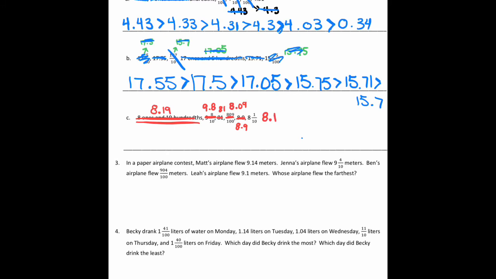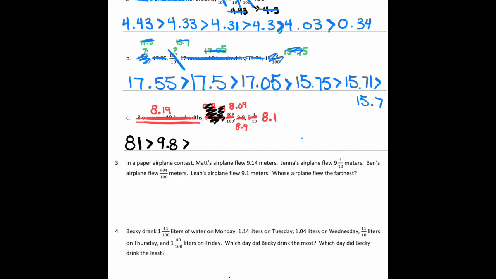Obviously, out of all of these, 81 is going to be the biggest because it has 81 wholes. Doesn't matter how many tenths or hundredths, it has the most wholes. So we're going to start off with 81. I'm going to cross these out as we go. So 81 is greater than, the next biggest would be 9.8 because it has the next biggest amount of wholes. There's nothing else with 9. And now everything left only has 8 wholes.